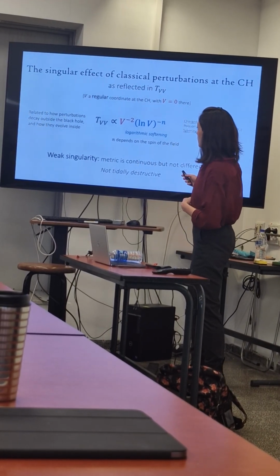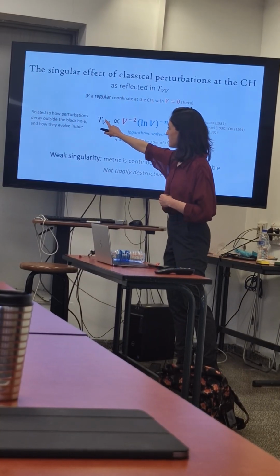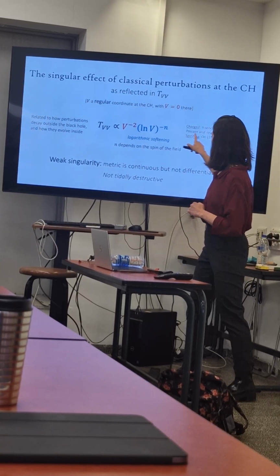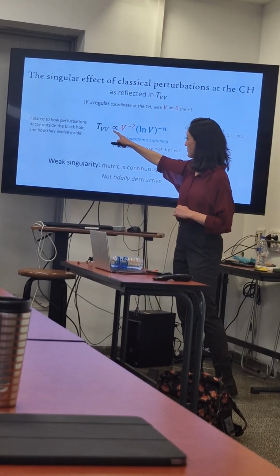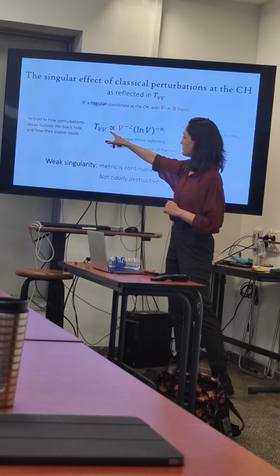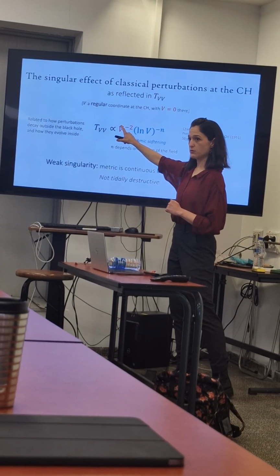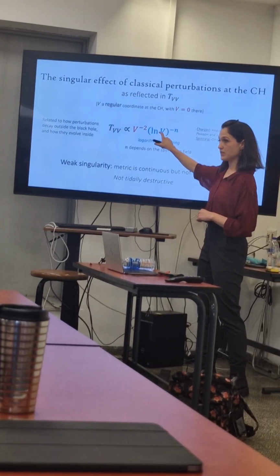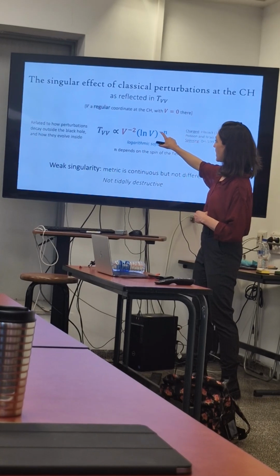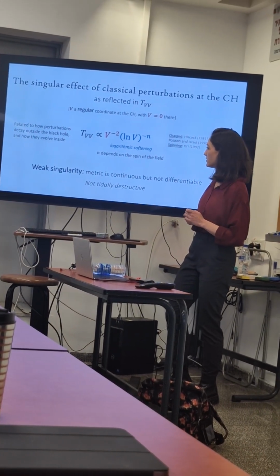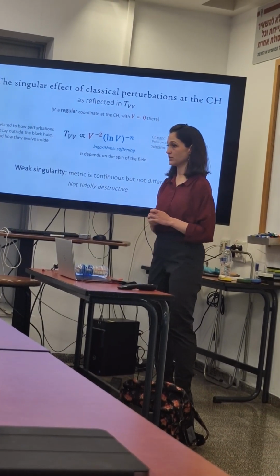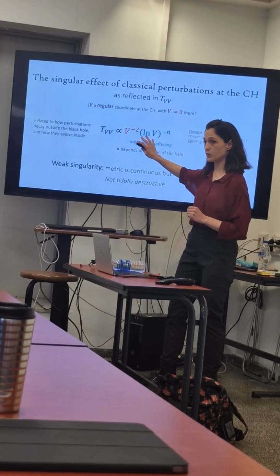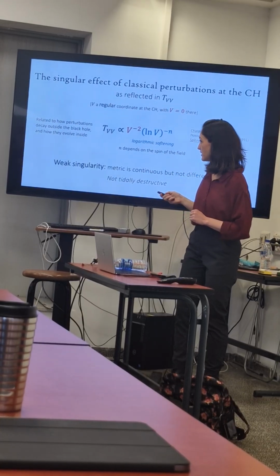So this may be reflected in T_VV, where V is a Kruskal coordinate and V vanishes at the Cauchy horizon. It was shown by Ori, for example, both in charged and spinning cases, that T_VV diverges as V goes to 0, but with some logarithmic softening. So ln of V diverges, with this minus n, where n depends on the spin of the field, which makes this a softening of the divergence. So this is the weak singularity. It is related to how classical perturbations decay outside the black hole and evolve inside the black hole.